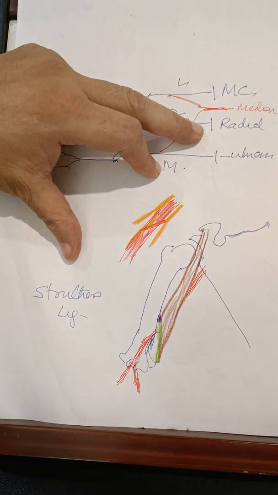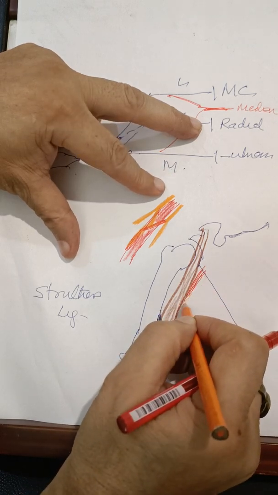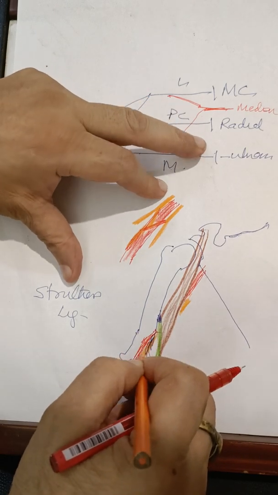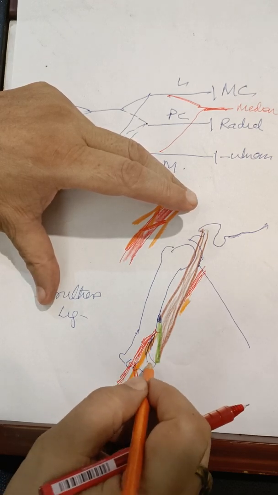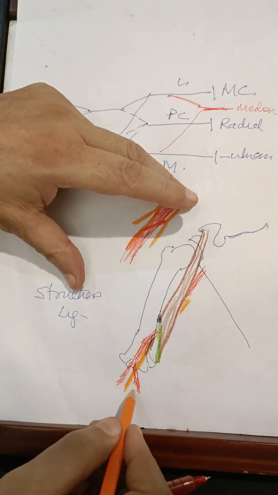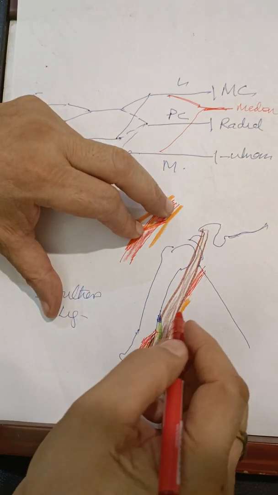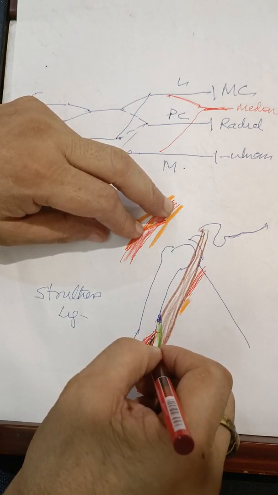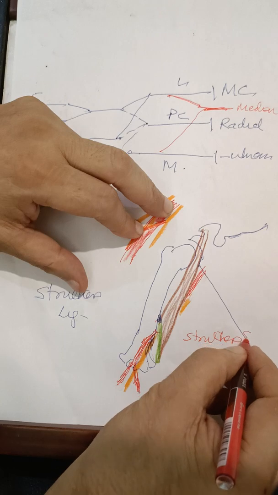The nerve which has crossed medial to it in the middle of the arm will accompany the artery like this, and will cross the ulnar artery from medial to lateral, so that it actually is now lying between the radial and the ulnar artery. So this is one important site of entrapment of the artery and the nerve, and this is called Struther's syndrome.